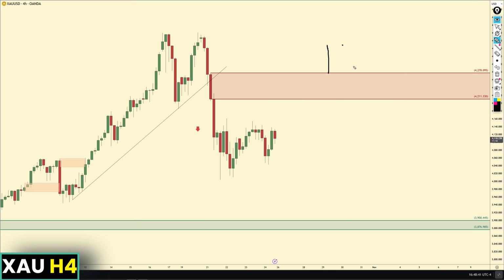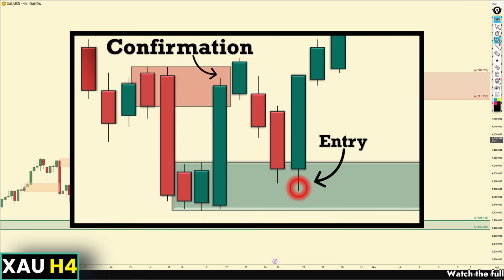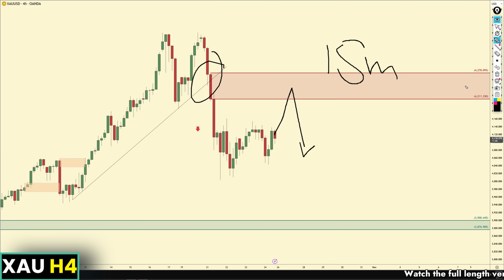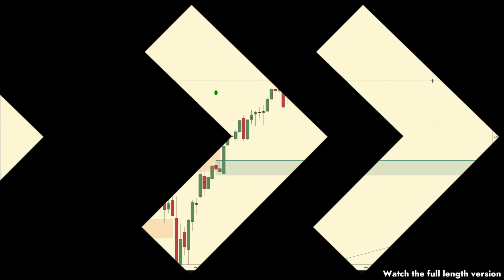Another option is to wait for the supply zone to be hit, look for confirmation on a 15-minute time frame. I just did a whole 1.5-hour video on confirmation trading. If you don't know what I'm talking about, that video is going to break down everything for you. So make sure you watch that after watching this entire forecast.